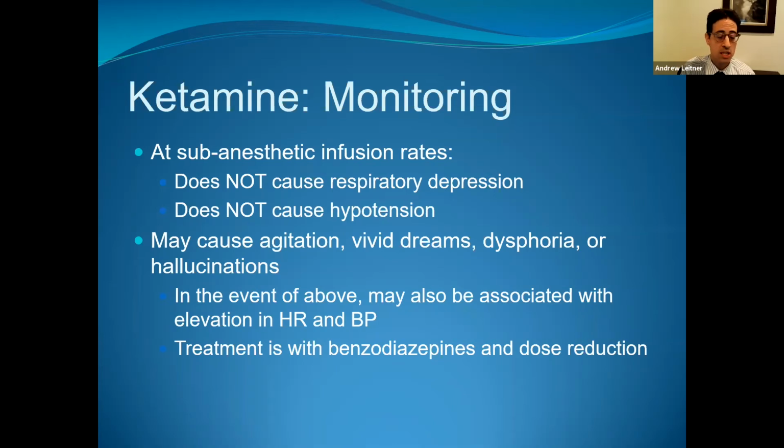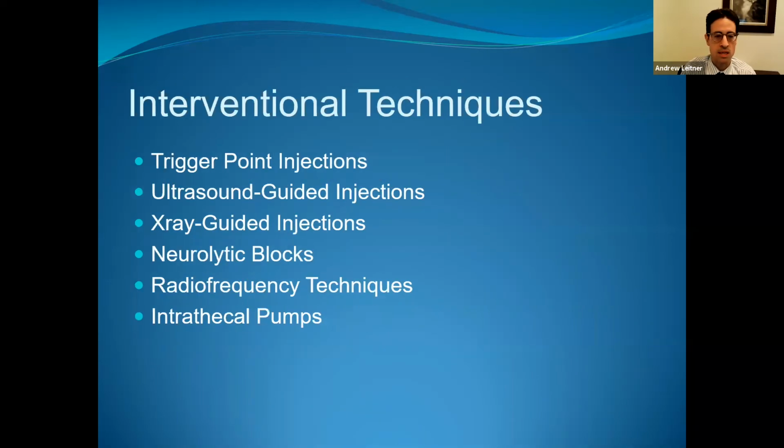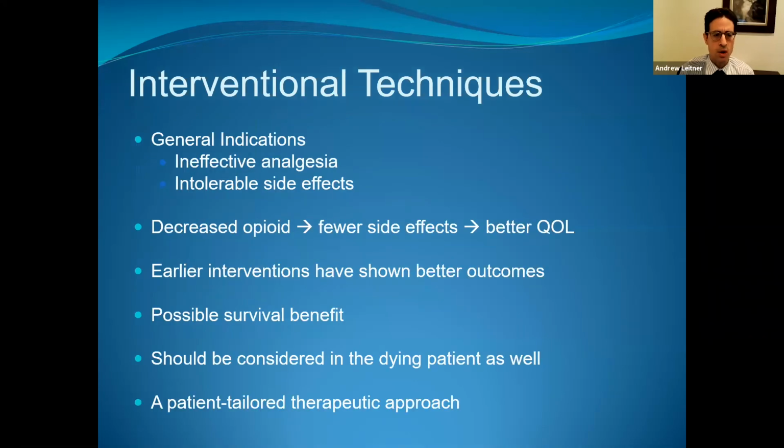Really, the only patients I avoid it with are those with tachyarrhythmias, with increased intracranial pressure, and those that have previously had an untoward experience with ketamine, significant hallucination, et cetera. But at these doses, we tend not to see it, and benzodiazepines can help. I do want to spend the last few minutes talking about some of the interventional techniques. So why do we do them?